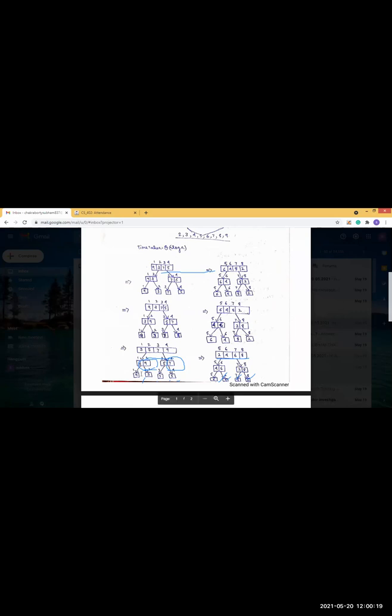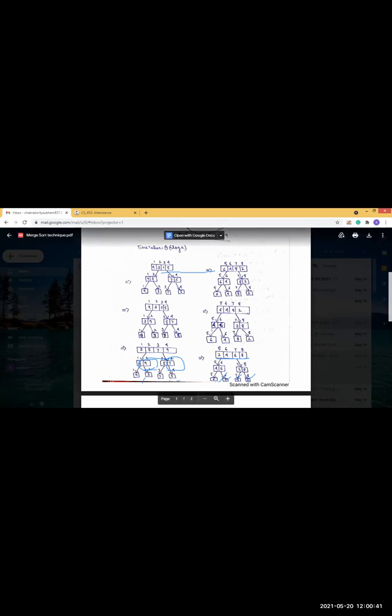Same as that, after this merging it becomes 3, 9 and 5, 7. So again the merging will be done and this value will be changed. The merging will take place and the value will become 3, 5, 7, 9. So now you can see it is sorted.